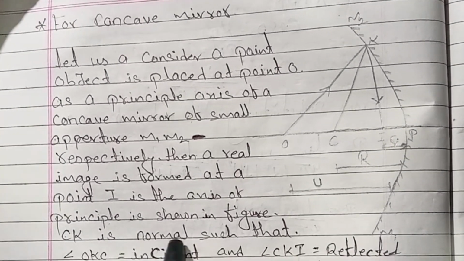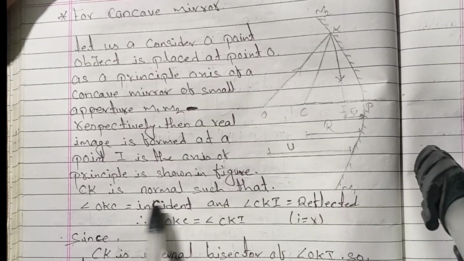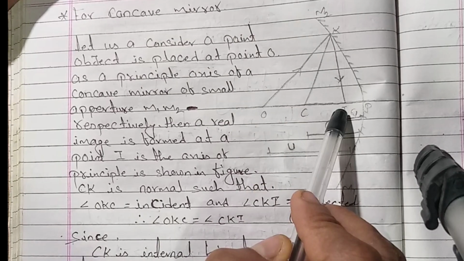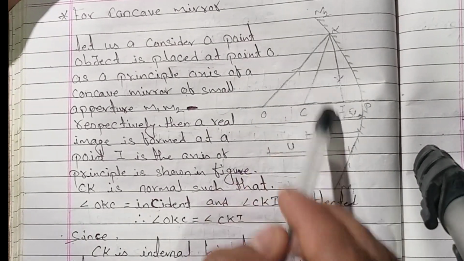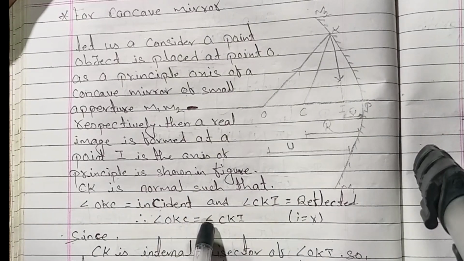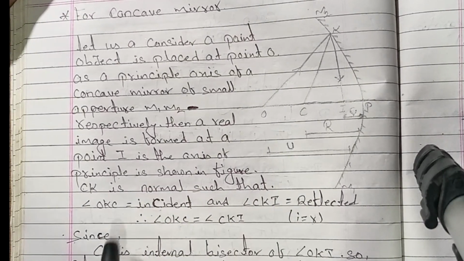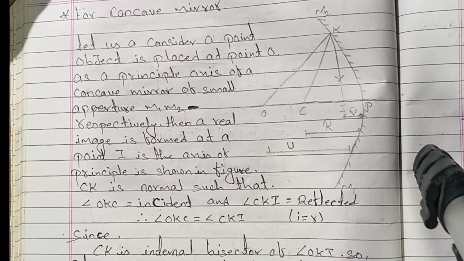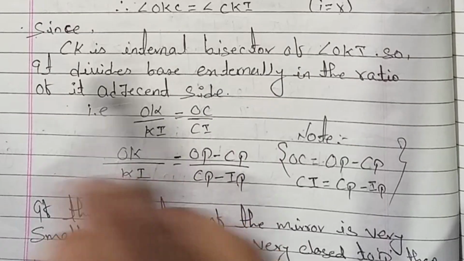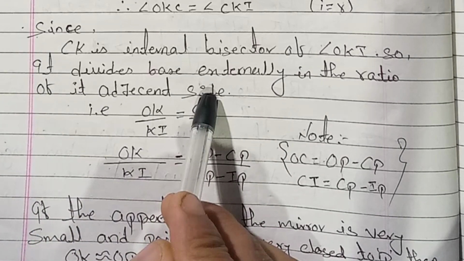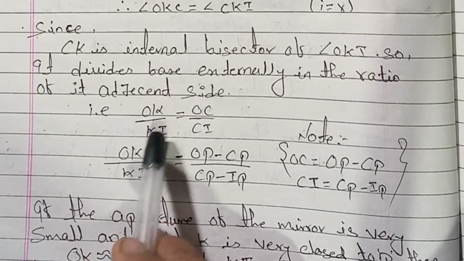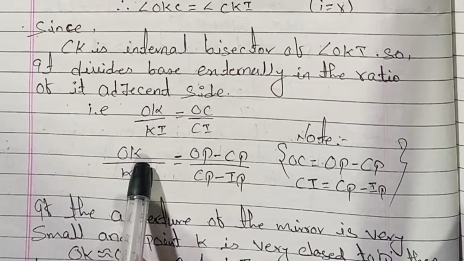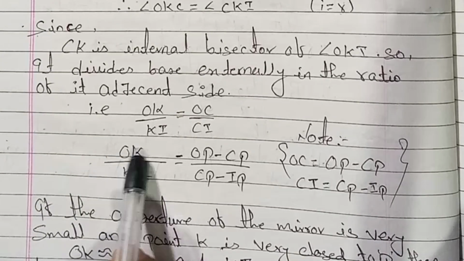So CK is the normal, such that OKC is the incident ray and CKI is the reflected ray. So angle OKC is equal to angle CKI. So CK is the internal bisector of angle OKI. So it divides the base internally in the ratio of its adjacent sides, that is, OK by KI is equal to OC by CI. Equation number 1.